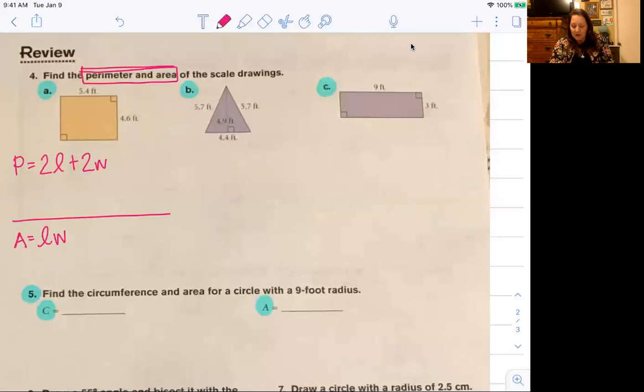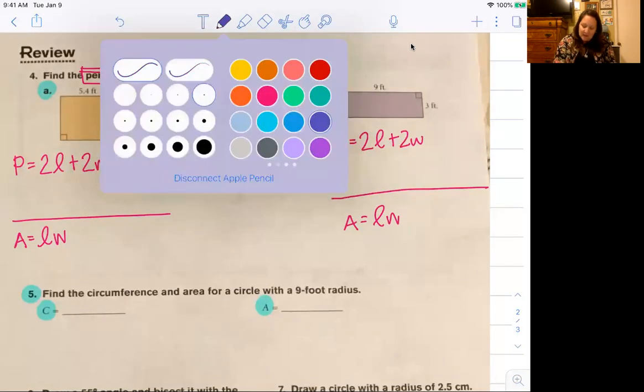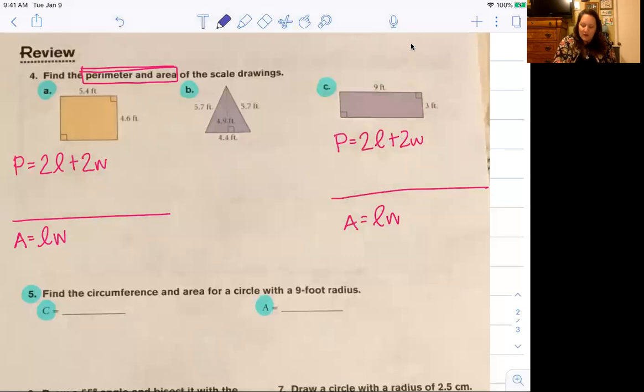Same thing for C. I'll just go ahead and write it here because it's the same thing. 2L plus 2W, and your area equals length times width. So for 4A, B, and C, you're going to have 2 separate answers. And then let's look at B. What is the perimeter of a triangle? Just add up all the sides. A plus B plus C. It doesn't matter which side's A, which side's B, and which side's C. I can label this side A, B, and C. It doesn't necessarily matter, okay?